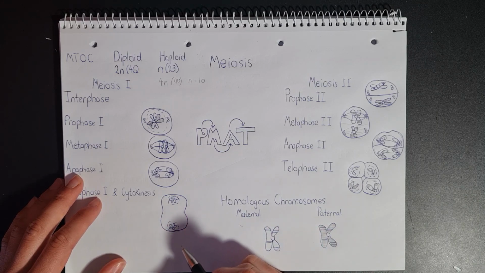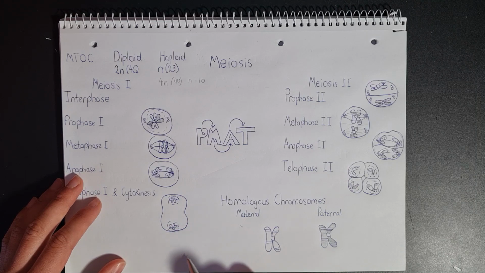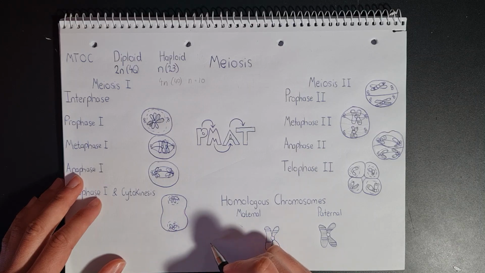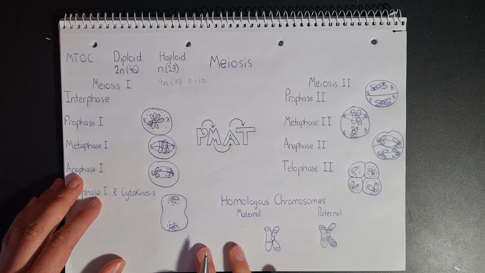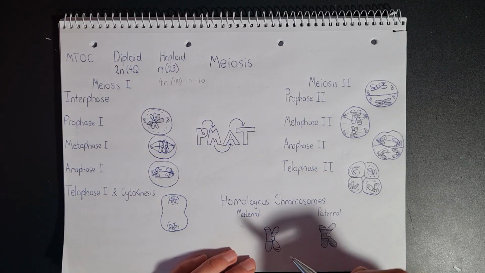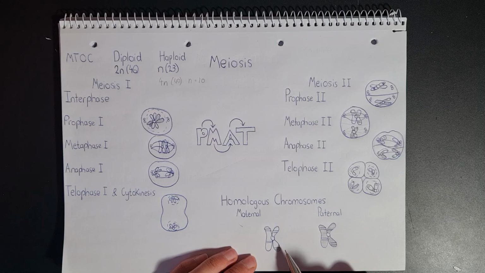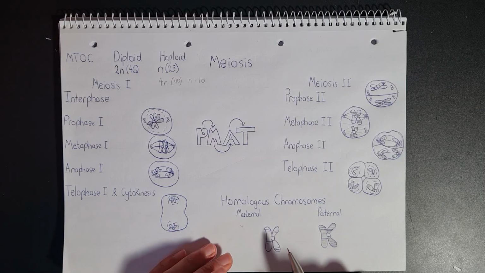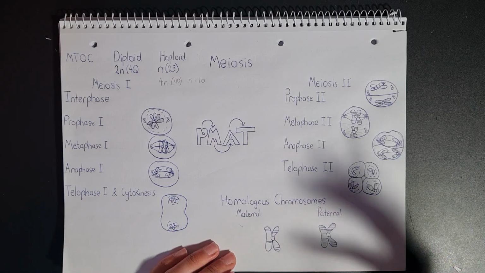Okay, so for chromosome pair number 1, one will be from the mother, one from the father. Those will be homologous chromosomes. For chromosome pair number 2, one will be from the mother, one will be from the father. Those two chromosomes will be homologous. Okay, so homologous chromosomes are chromosomes that are a similar shape and size. They have the same banding patterns and they have the same genes at the same loci.